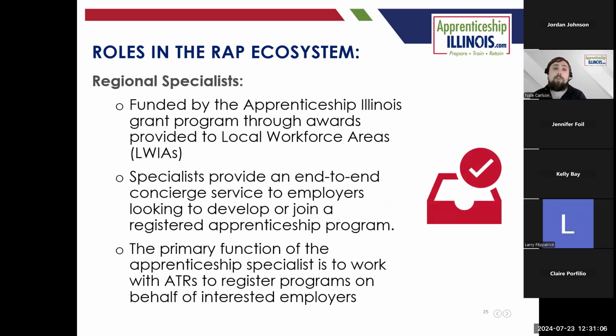And of course, our regional specialists we've already covered. They're funded by the Apprenticeship Illinois Grant Program through awards provided to local workforce area grantees. They provide an end-to-end concierge service to employers looking to develop or join a registered apprenticeship program. And their primary function is to work with ATRs to register programs on behalf of interested employers. So they're doing outreach in the field, and then once they've gotten those leads of employers who are looking to develop, they take them all the way through the registration process so that the employer at no stage has to figure this stuff out on their own. They've always got a buddy. Their buddy is their regional specialist, and their buddy is their ATR, right?